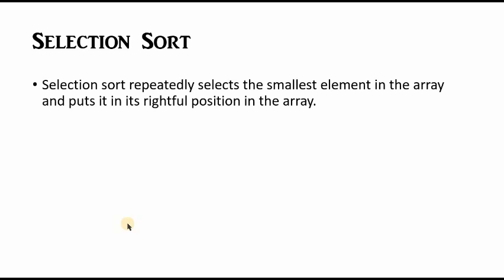The selection sort algorithm is based on the idea of finding the minimum or maximum element in an unsorted array and then putting it in its right position in a sorted array. It basically repetitively picks up the smallest element from the list and puts it into its rightful position. Now let us take a look at the working of selection sort with the help of an example.